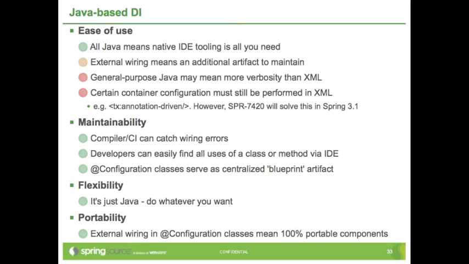And then maintainability, we've got the compiler back as our friend, right? Developers can find what's being used and what methods are being called, plain old IDE. The blueprint is back, ultimately flexible. You can do whatever you want. And portable, right, because it's external configuration. So those are the strengths and weaknesses of configuration classes.